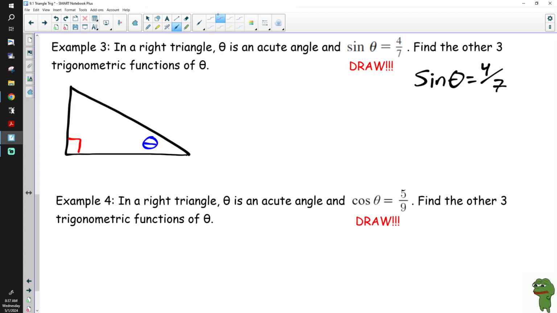Where is my opposite side? If this is theta, which side is opposite? The one standing up. We know this is 4. And we know that 7 is my hypotenuse, my longest side of the triangle, opposite of the 90-degree angle. Here it is. 4 and 7.